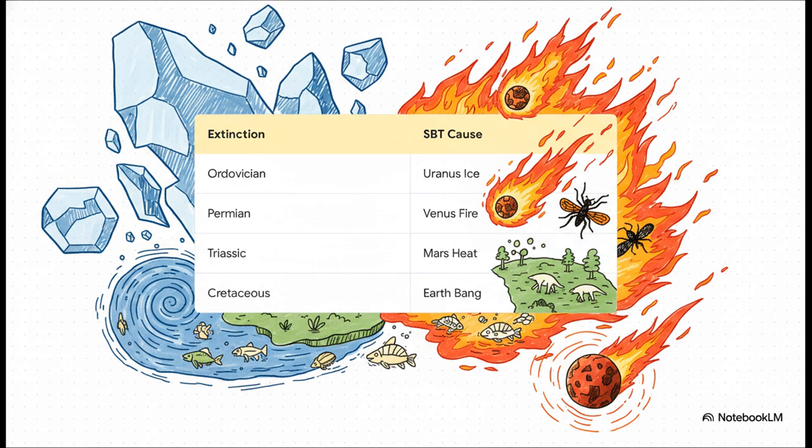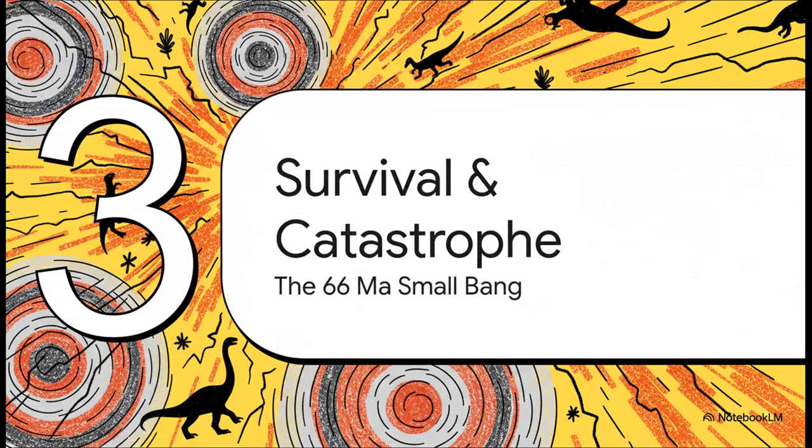The sudden intense heat selectively roasted ancient insects right in the air and boiled inflexible shelled life in the shallow lakes. So off-world events were radically filtering the evolutionary tree long before Earth's own bang. Section 3, Survival in the Catastrophe.